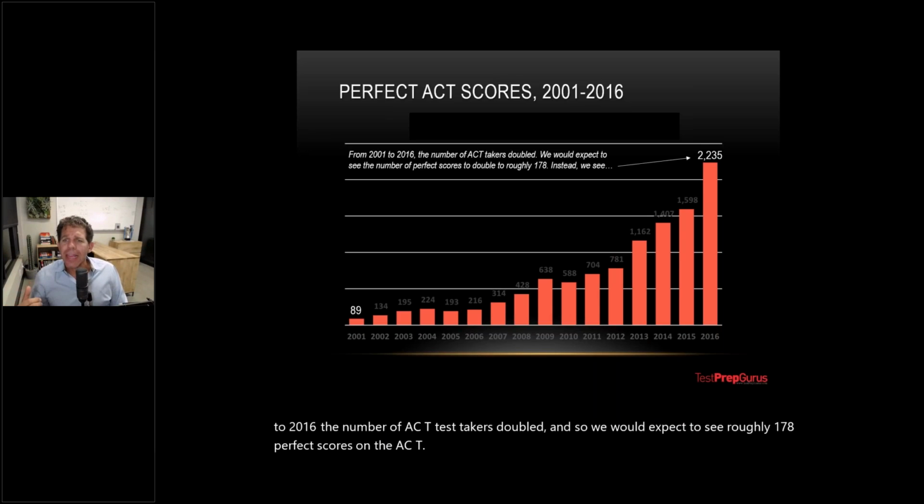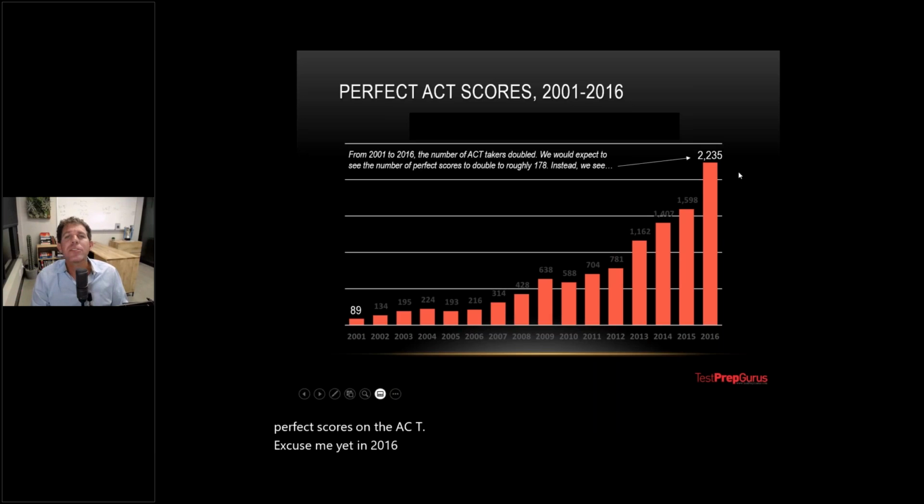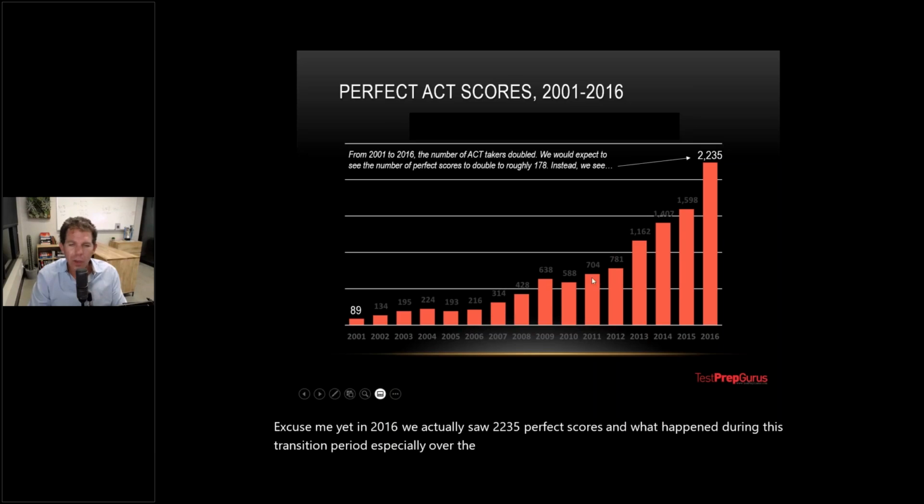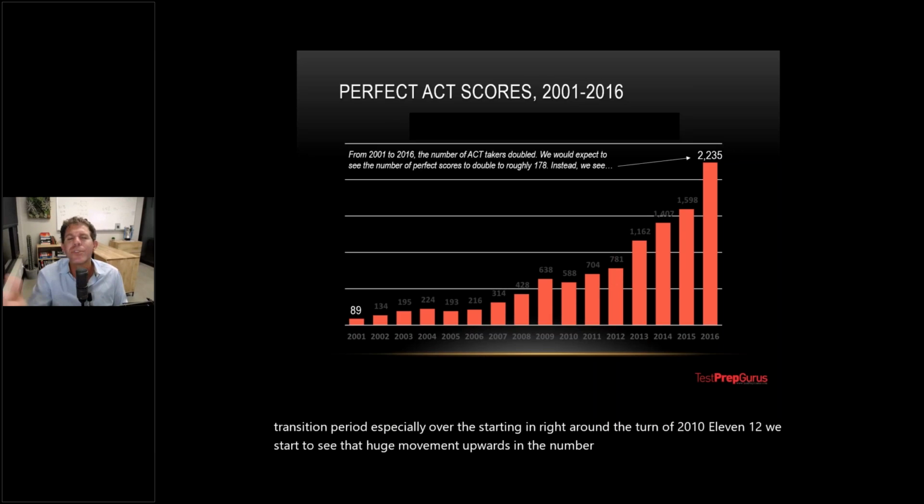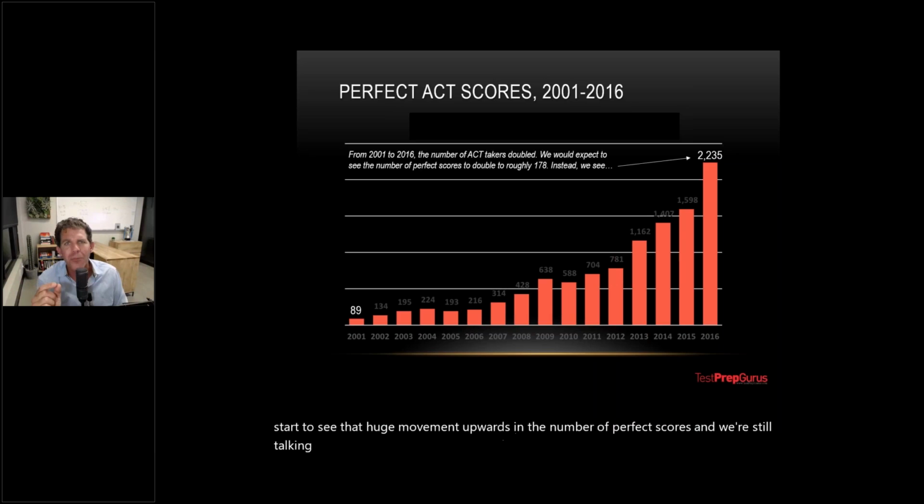Excuse me, yet in 2016, we actually saw 2,235 perfect scores. And what happened during this transition period, especially starting right around the turn of 2010, 11, 12, we start to see that huge movement upwards in the number of perfect scores. And we're still talking a tiny fraction of the several million students who take the ACT. So it's not like a perfect score is common by any stretch of the imagination. I don't want you to take that away from the slide.